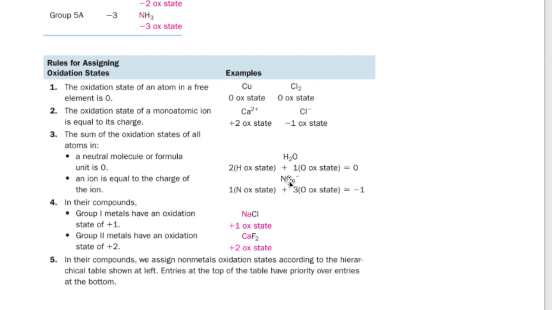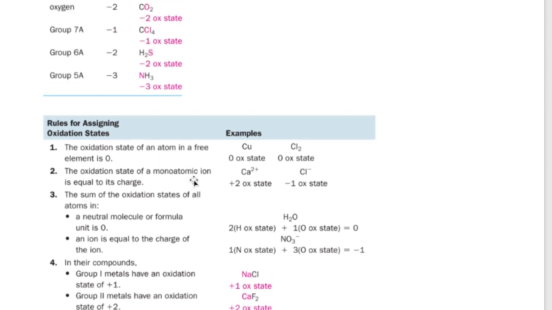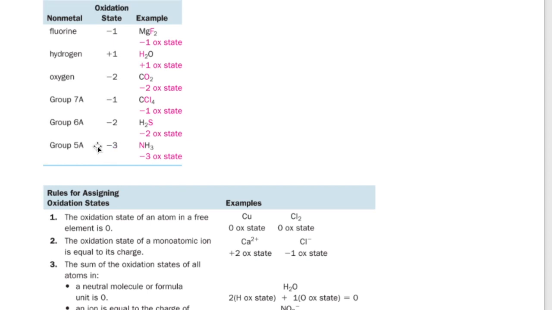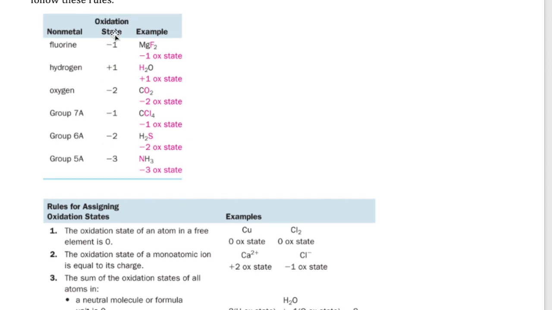So in this case, my nitrogen has an oxidation state of +5. And so that's an important idea to point out again, that even though here it says group 5A is -3, it's not always -3. So you always have to follow this sequence in assigning oxidation numbers in terms of the priority.